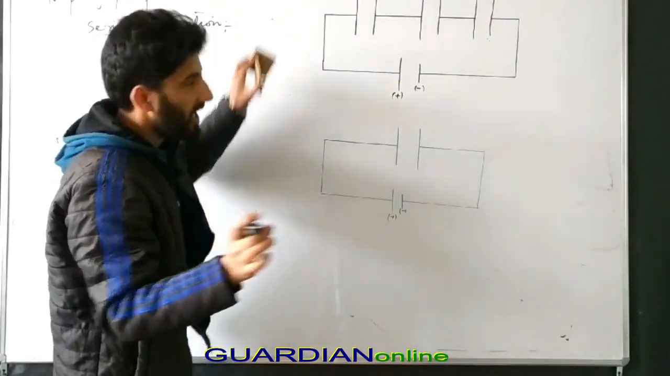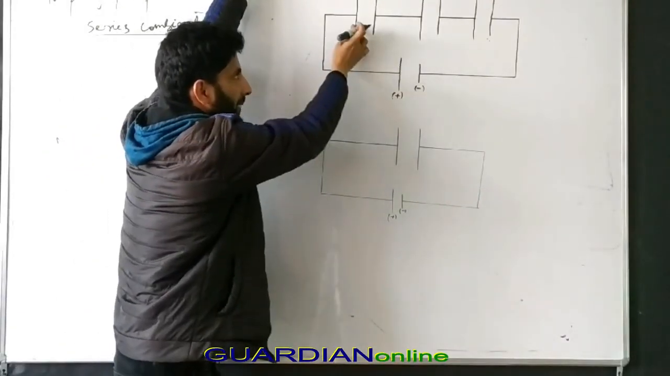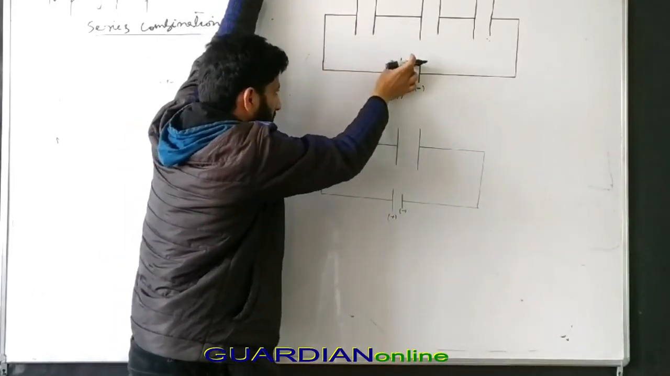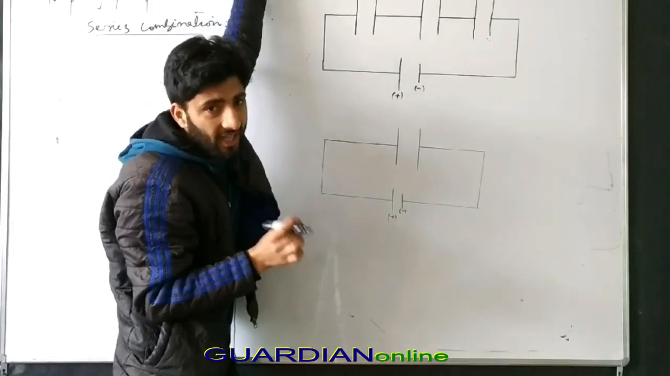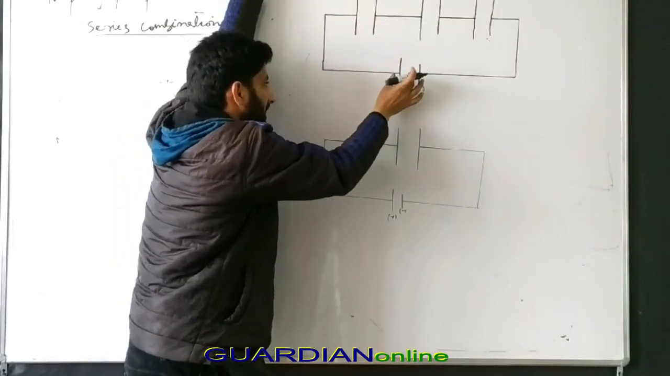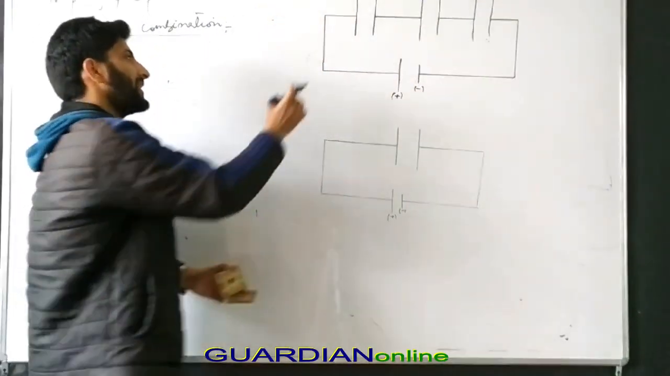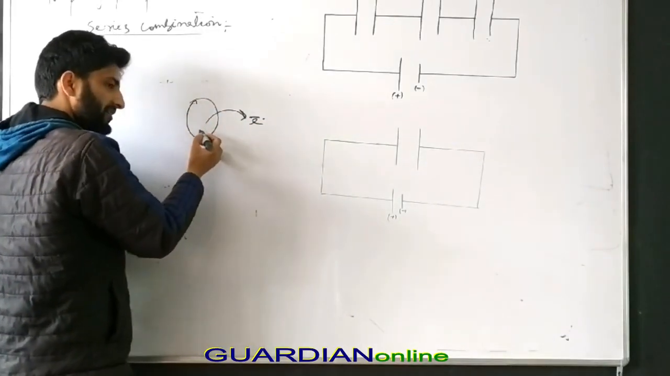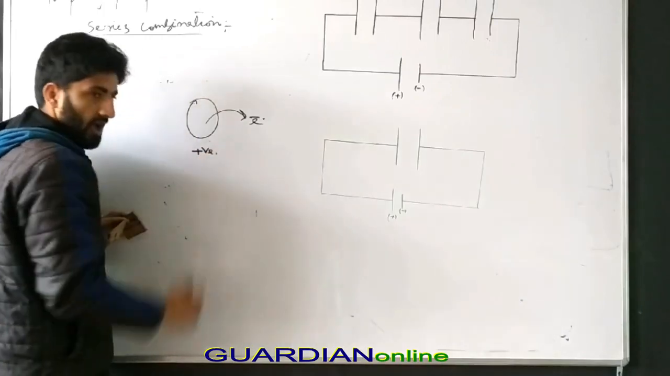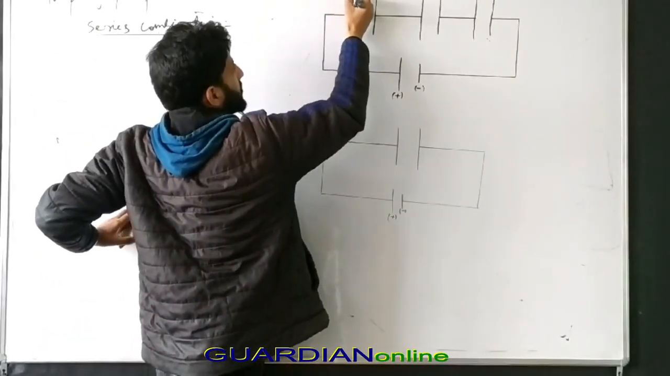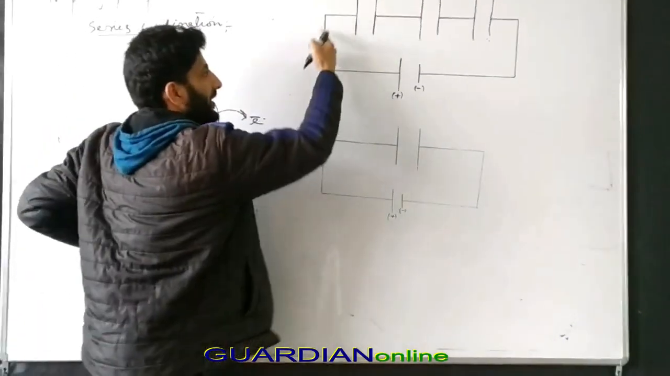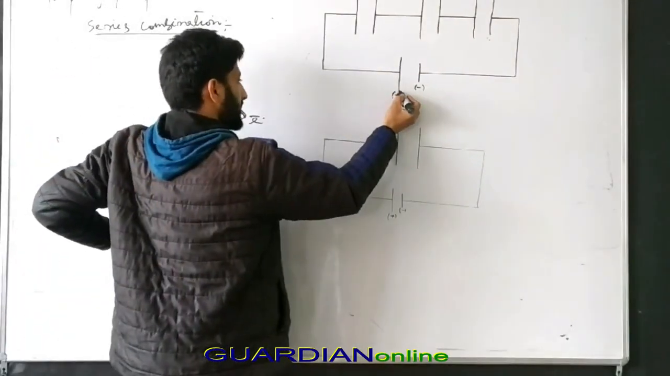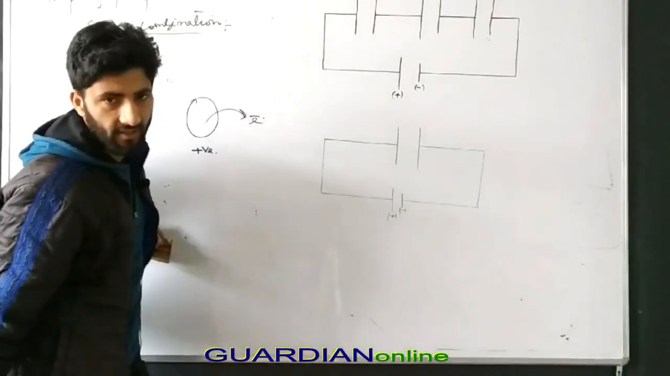Now, the same process. If the positive plate touches this end of the capacitor, the positive terminal takes electrons away, so the potential equalizes. Since electrons are removed from the body, the body is left with a net positive charge, let us say positive Q. Why positive? Because electrons will never come back, so the potential equalizes. Clear? Now the same happens here.